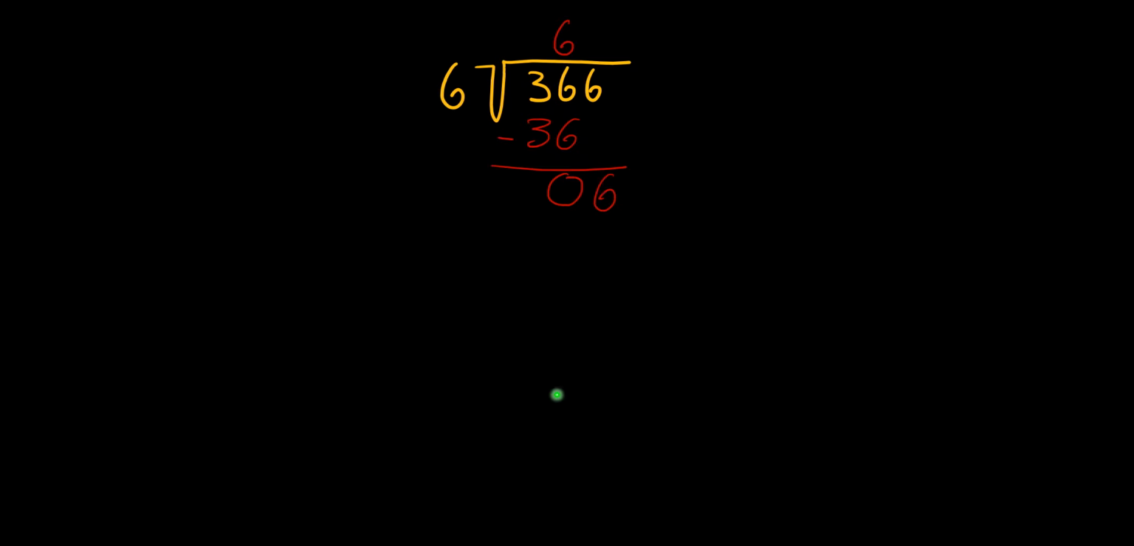And we have to divide 6 by 6. In other words, 6 times what would give you 6? And if you guess 1, you are correct. So we say 1 times 6 gives us 6. And 6 minus 6 is going to be 0. There are no other terms to bring down, so our answer is going to be 61.